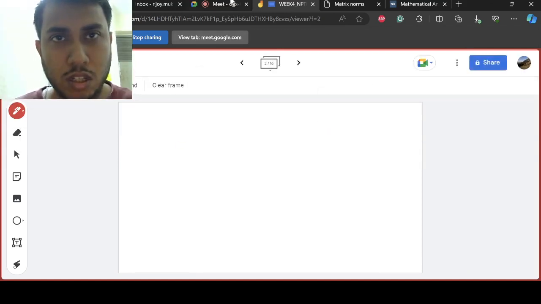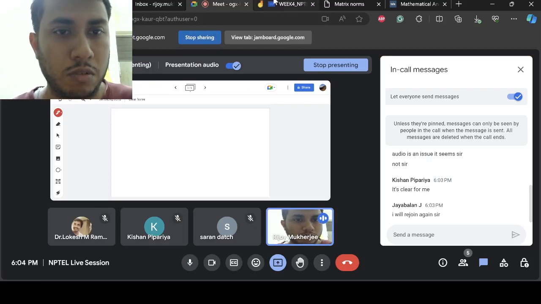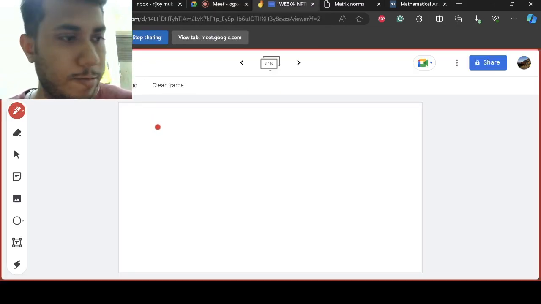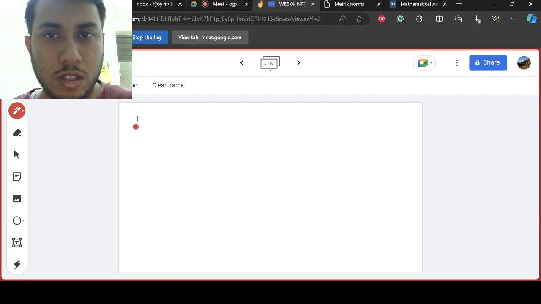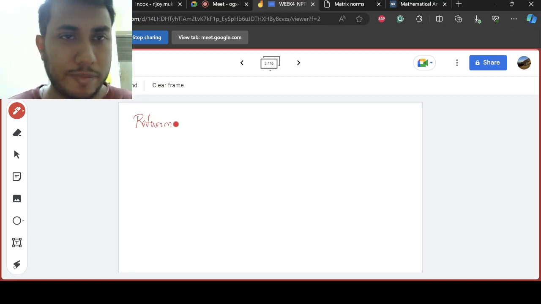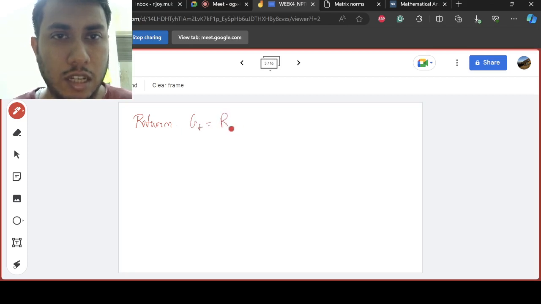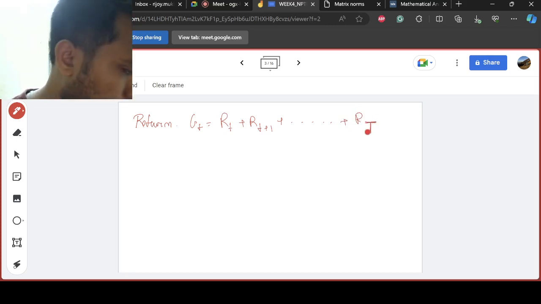The previous week we were introduced to things like return. We were introduced to this term called return, which was basically GT equals RT plus RT plus 1 plus dot dot dot up to a particular terminating state RT. This was the return we discussed last time.